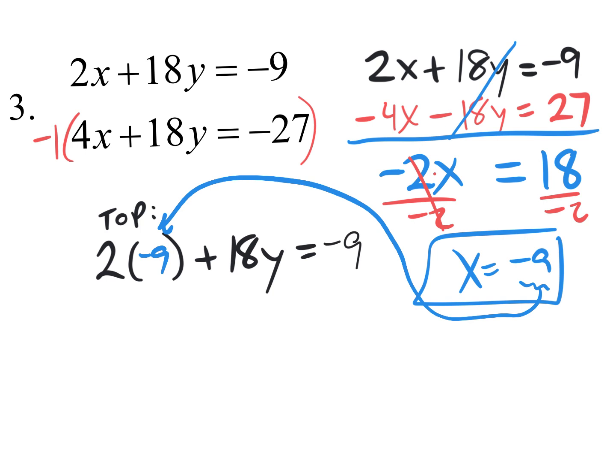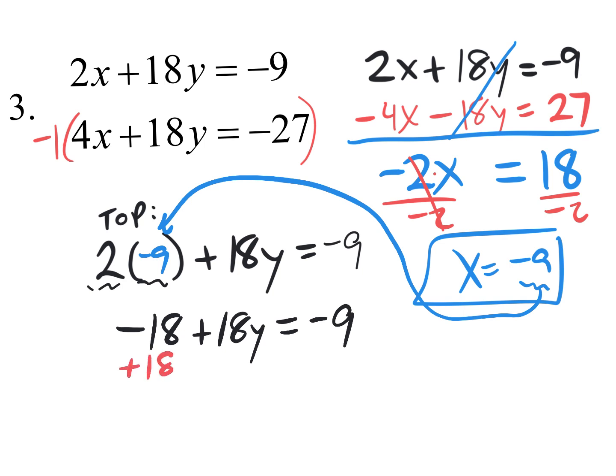And when I do the math, 2 times -9, that's -18, plus 18y equals -9. What do I do next to solve for y? Get rid of the 18 by adding 18. Adding 18, the opposite of -18, that is. So what do I have left? I have 18y equaling a positive 9. And for my final step, what do I do? Divide by 18.